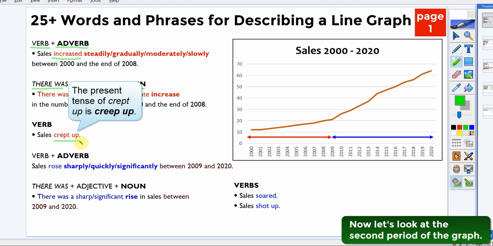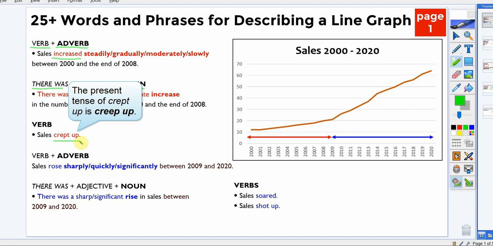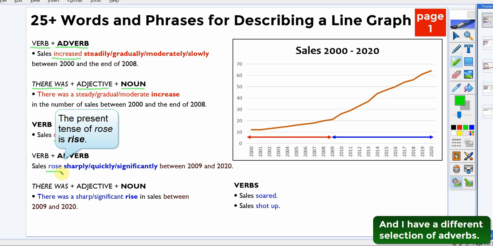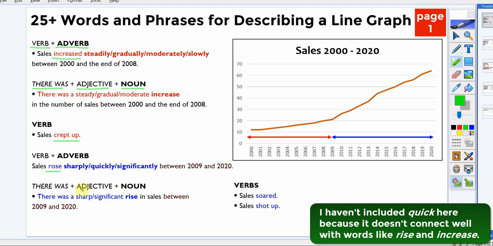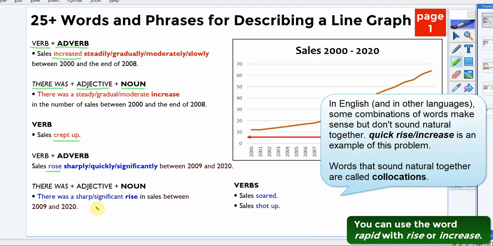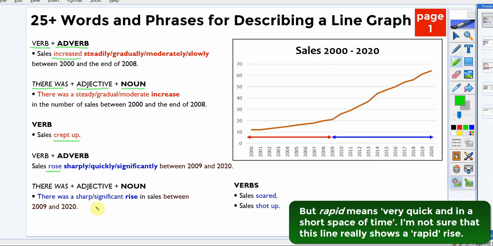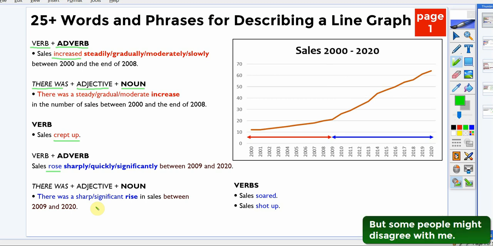Now let's look at the second period of the graph. This time I have a different verb, rose, and I have a different selection of adverbs. I haven't included quick here because it doesn't connect well with words like rise and increase. You can use the word rapid with rise or increase, but rapid means very quick and in a short space of time. I'm not sure that this line really shows a rapid rise, but some people might disagree with me.